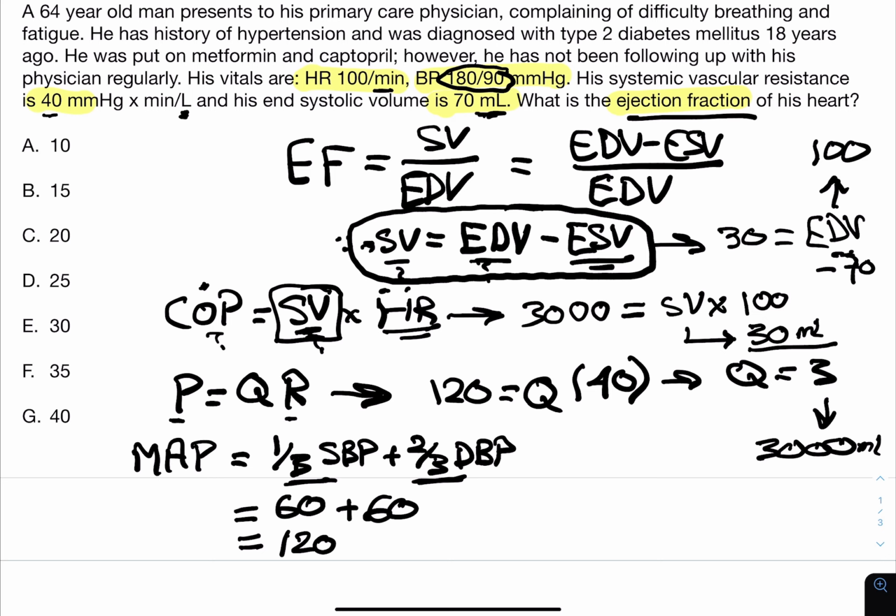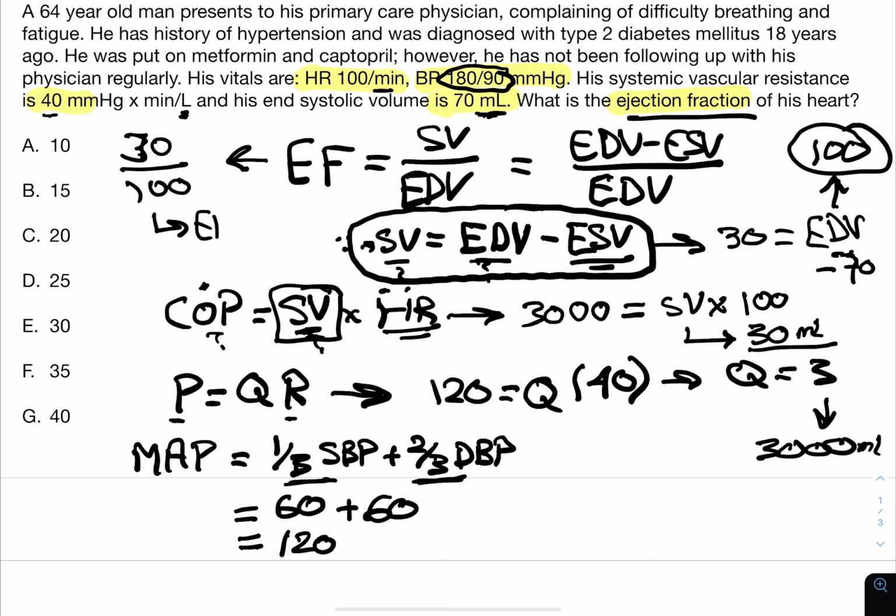So now we have all the values we need to plug into the ejection fraction formula. So going back to the first formula, the stroke volume we said is 30, and the end diastolic volume we said is 100. Okay, so 100 here. So this makes the ejection fraction equal to 30%. And so E is the correct answer.